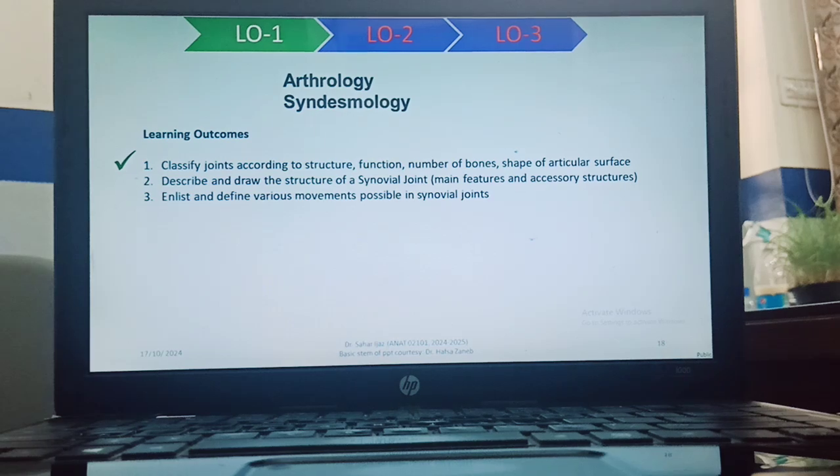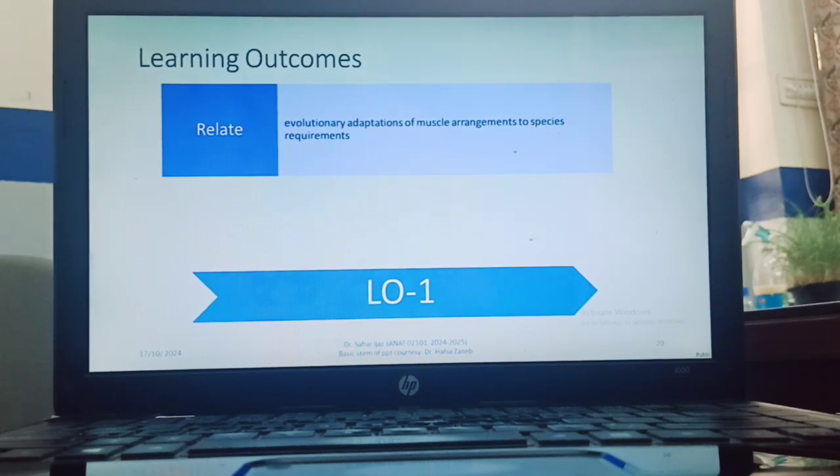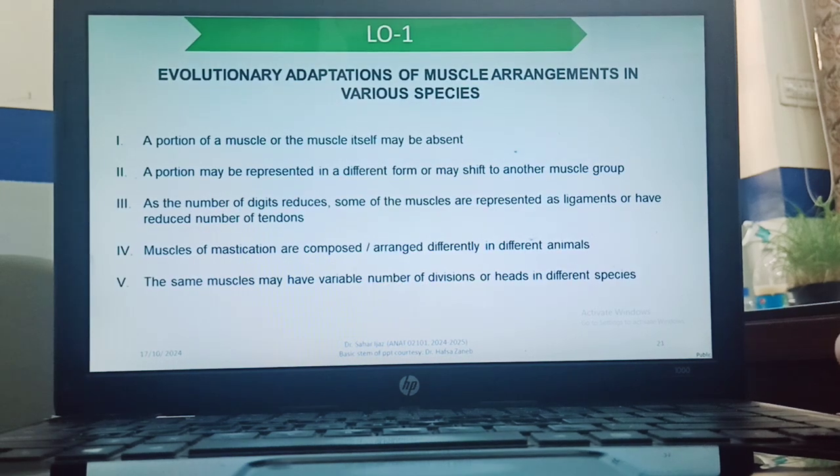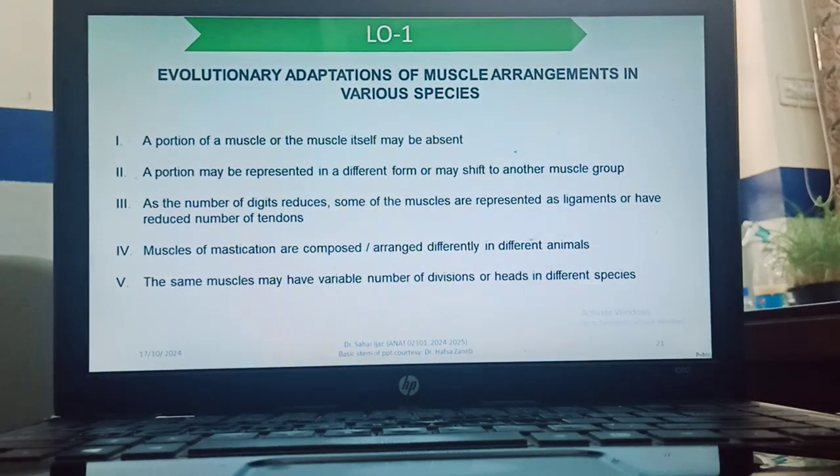So this was a learning outcome to be covered about arthrology. Then lecture 6 starts here. That is part 1 of myology. We have to relate the evolutionary adaptation of the muscle arrangements to species requirement. This is the only learning outcome. So when we look at the muscles from this perspective of evolutionary adaptation, this is how we can describe the adaptations in these 5 points.